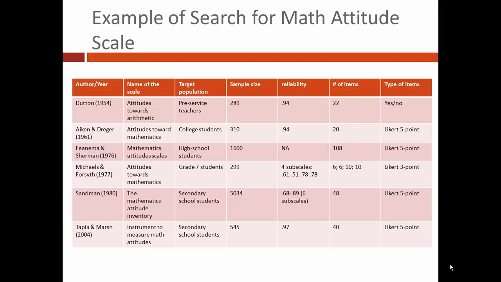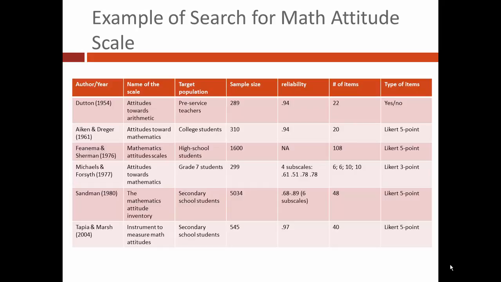The instrument developed by Fennema and Sherman was out of the question as I could not find the reliability information for it, and it was too long. The instrument developed by Dutton was out as well as the target population was too old compared to mine. Among the 4 instruments left, the one developed by Aiken and Dreger looked attractive as it had only 20 questions, but as it was developed for college students, I was hesitant about using it for grade 6 children.